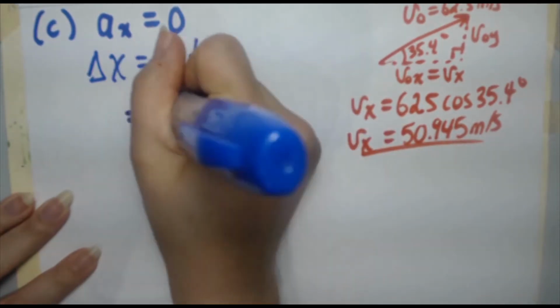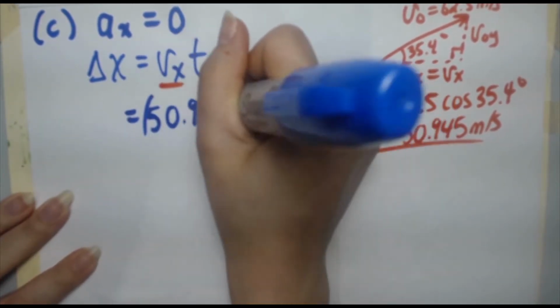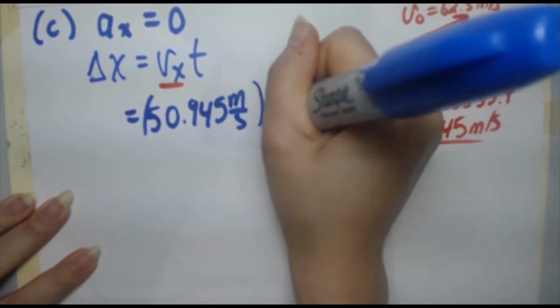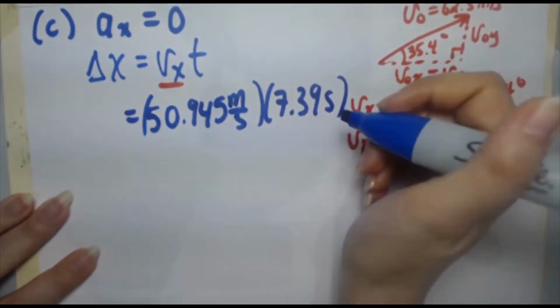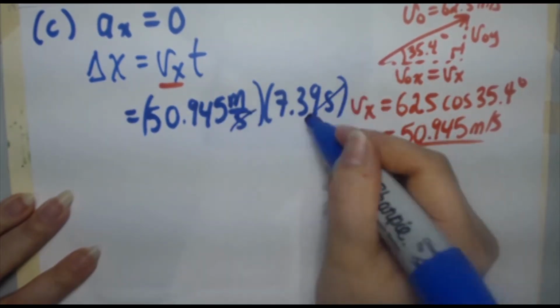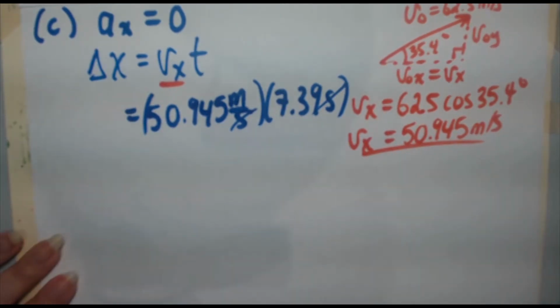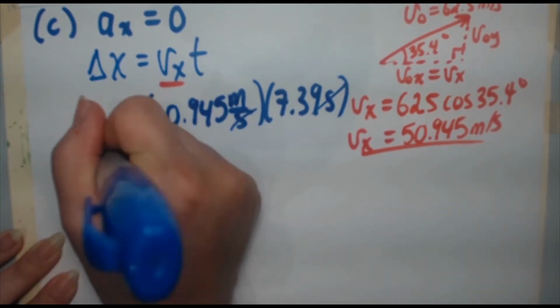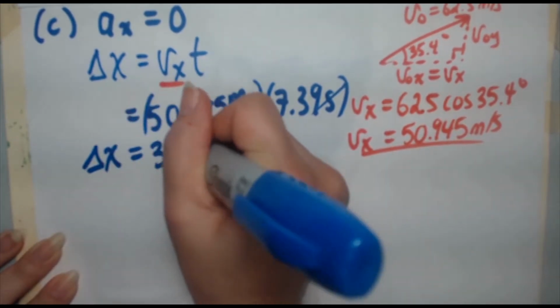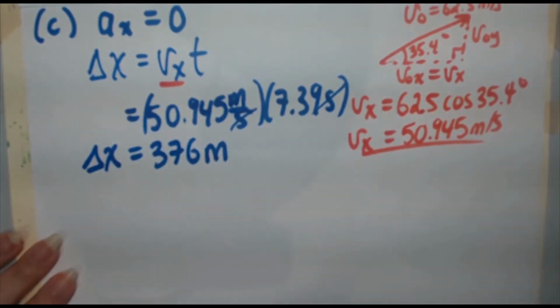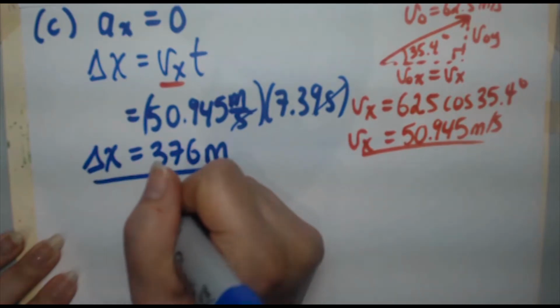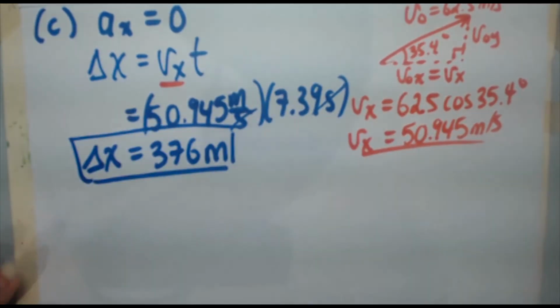Okay, so delta x equals 50.945 meters per second. And we just found the time to be 7.39 seconds. That cancels out the seconds. And when you multiply those two numbers together, you are going to get 376 meters. Okay, so there you go. There is your answer for part C. That is the range. And yes, it is as simple as that.